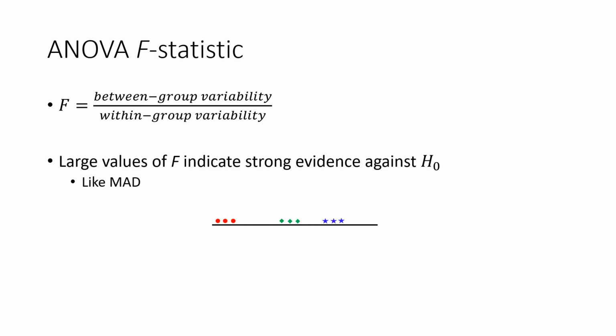The Anova F statistic is the ratio of the between group variability divided by the within group variability. If the F statistic is large, that indicates that different groups are spread out much farther than any one group is spread out within itself. So large values of the F statistic indicate that there's strong evidence against the null hypothesis. This is similar to what we saw with the MAD statistic, that larger values indicate stronger evidence against the null hypothesis.